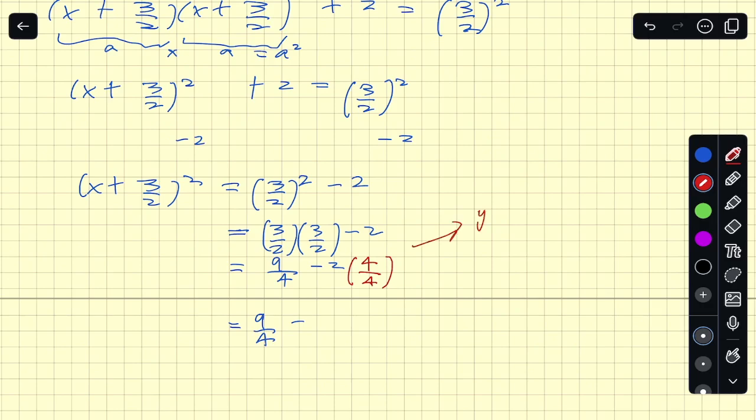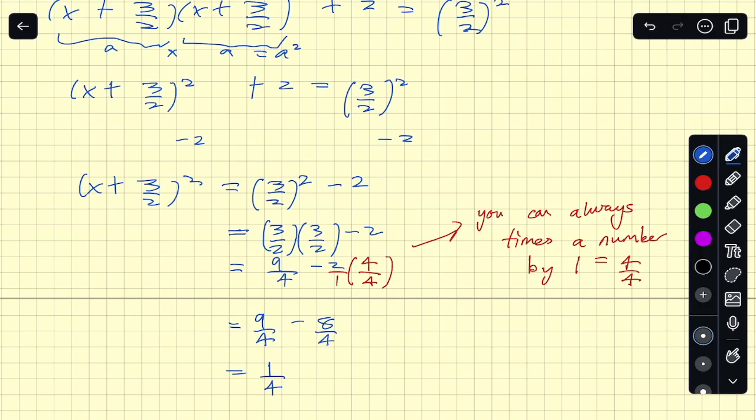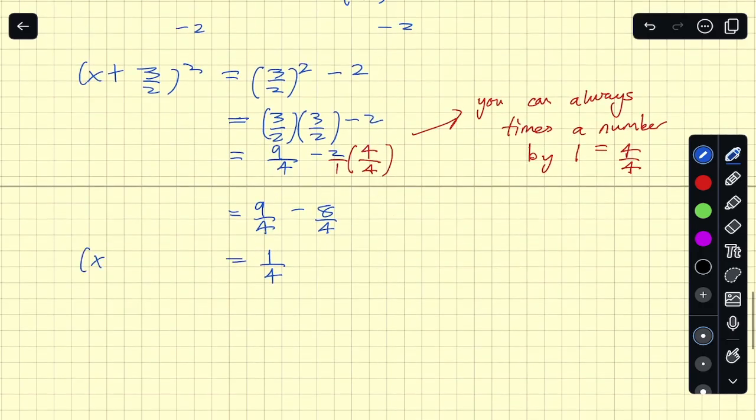And remember, you can always times a number by 1, which is equal to 4 over 4. So that's cool. And a number like 2 is actually 2 over 1, same thing. So you're going to get 8 over 4. 9 over 4 minus 8 over 4, that's just fractions, equals 1 over 4. And let's rewrite our left hand side. x plus 3 over 2 all squared equals 1 over 4.